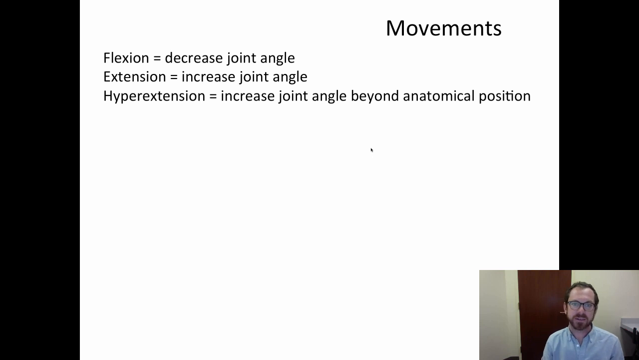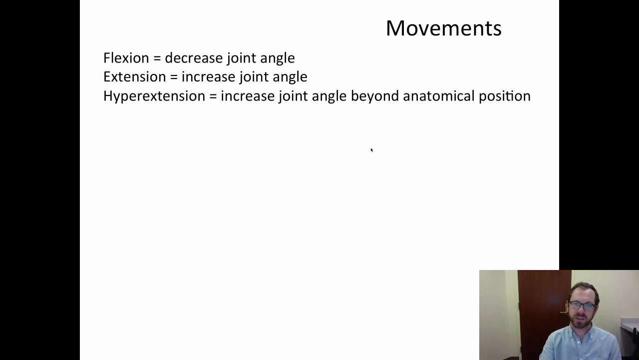Hyperextension is when you increase a joint beyond anatomical position. So for example, if I hold my hand out like this, I can flex my hand and then I will extend it back to anatomical position. But when I extend it past anatomical position, this is called hyperextension.